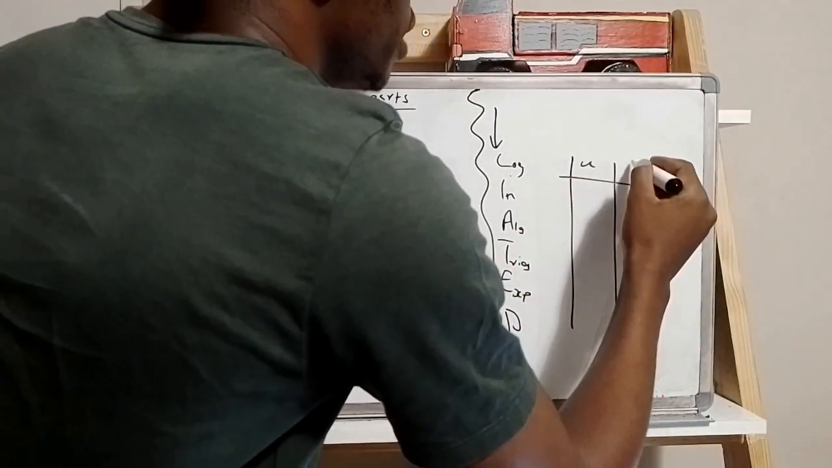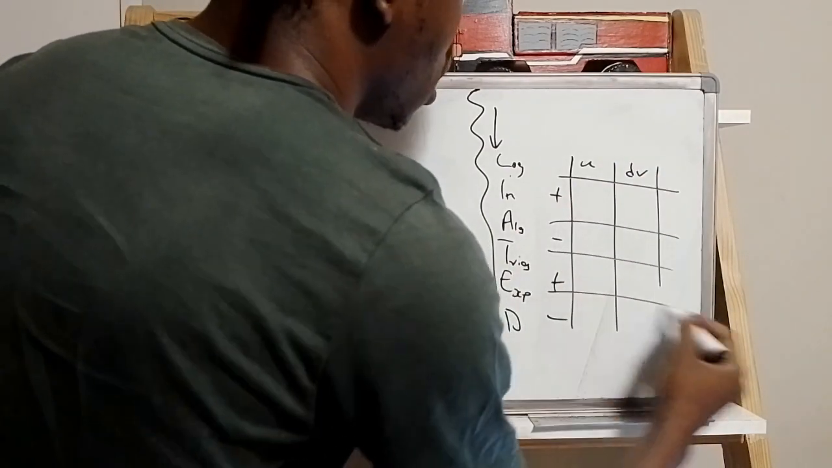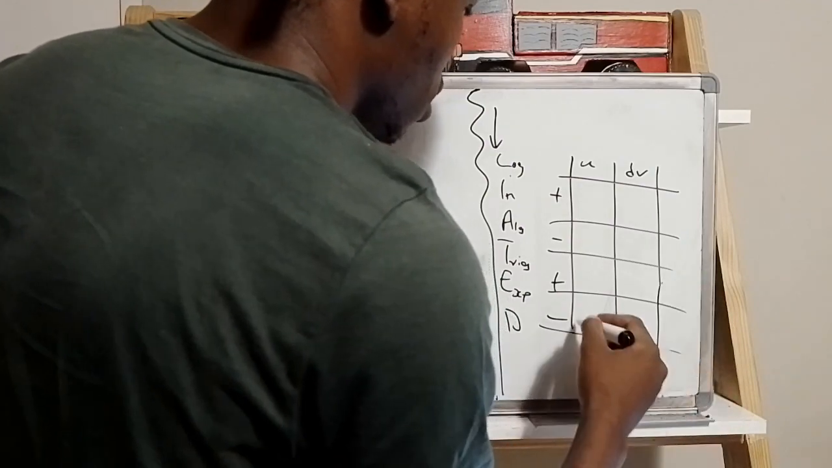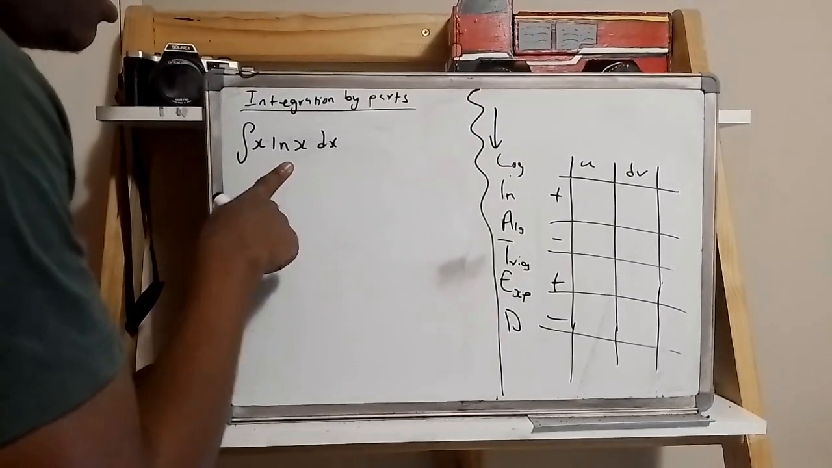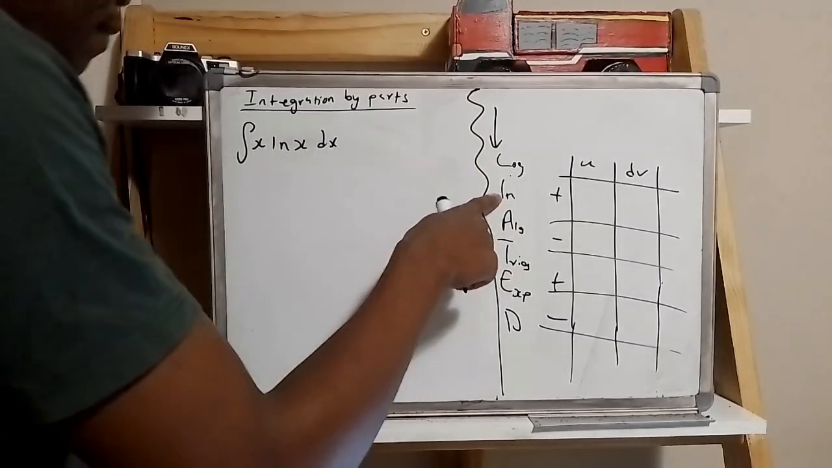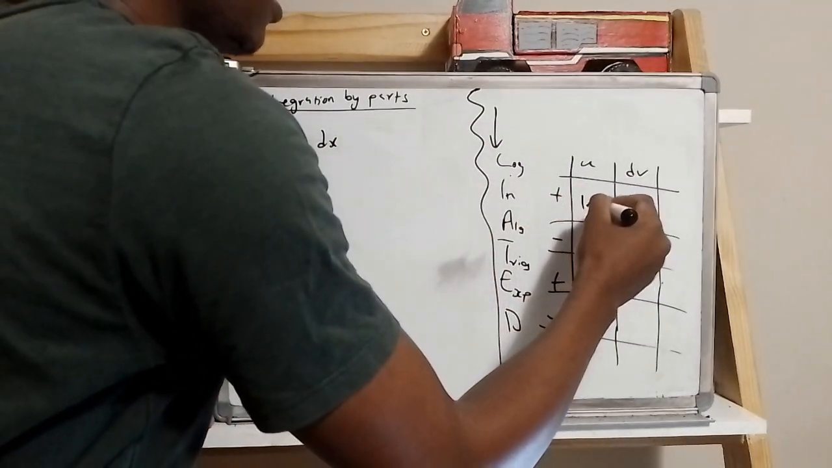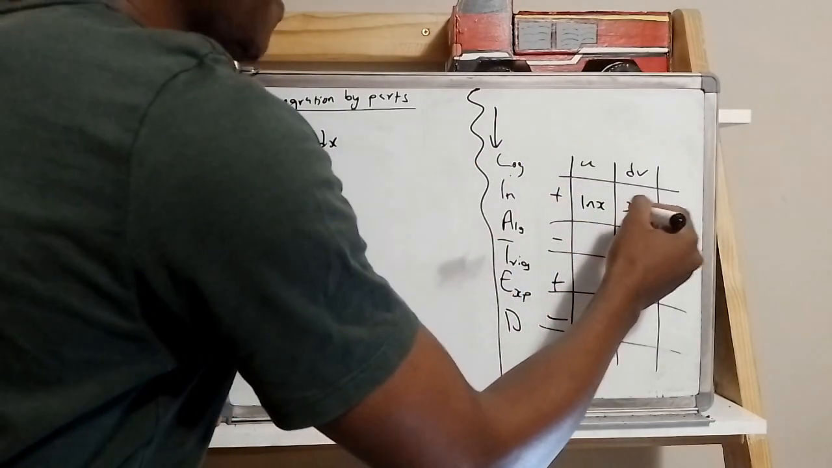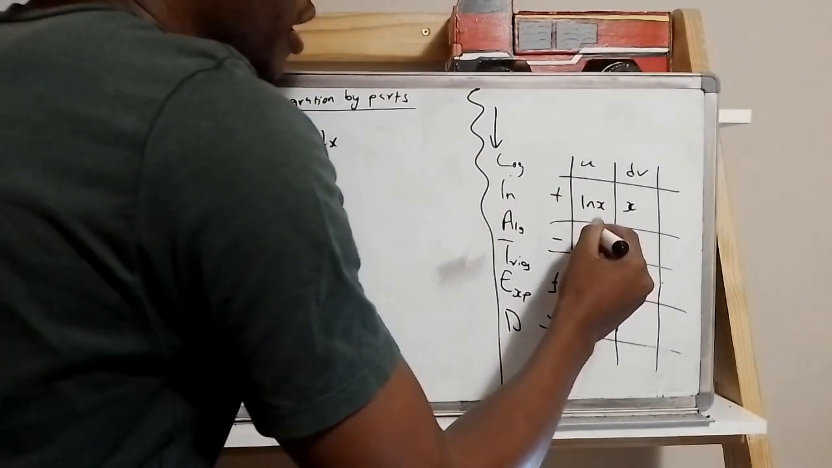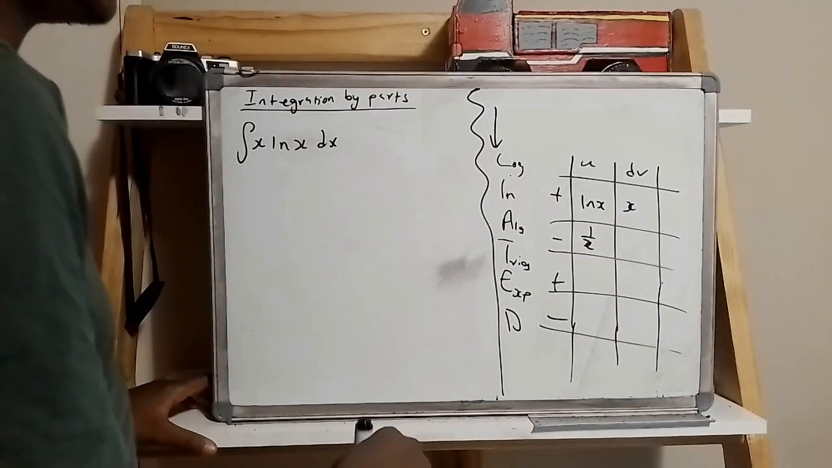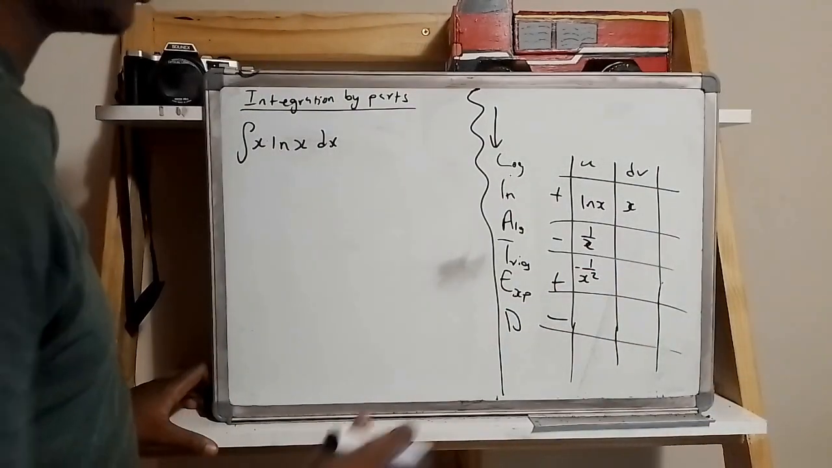Here I have u, here I have dv. This plus, minus, plus, minus. Okay, like that. Now, which one comes first here? I don't have log, I have ln. Means I need to differentiate ln. Right? Then I'm going to integrate x. Then when I differentiate ln, I'm going to get 1 over x. Differentiate it one more time, I'm going to get 1 over x squared, which is negative. Let me just end it there.